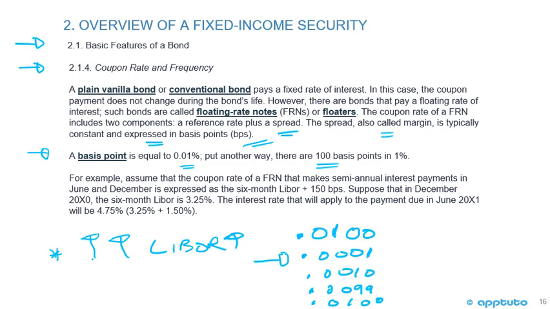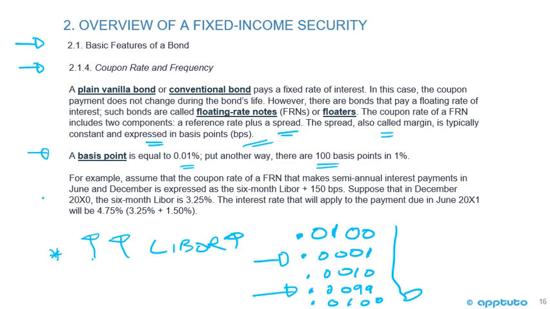So just make sure that you get your zeros right with regards to the basis points. That's the way that I do it. 100 basis points is 1%. So write it out. If they say 10 basis points, 15 basis points, 50 basis points, just make sure that you get your decimals right.